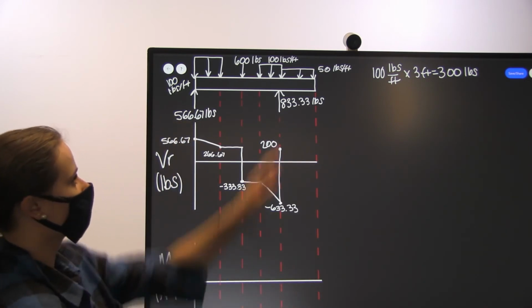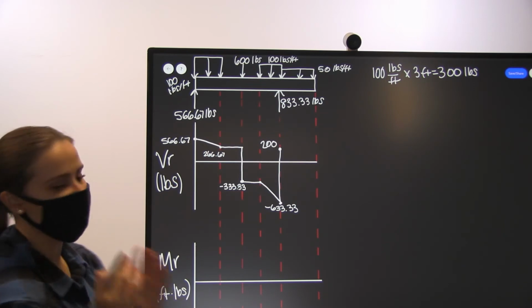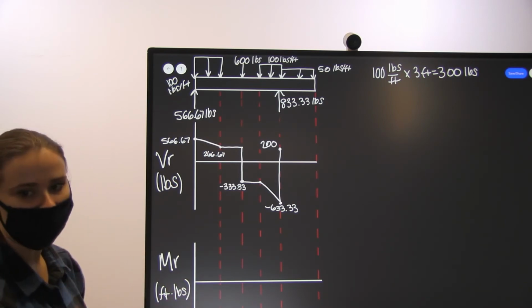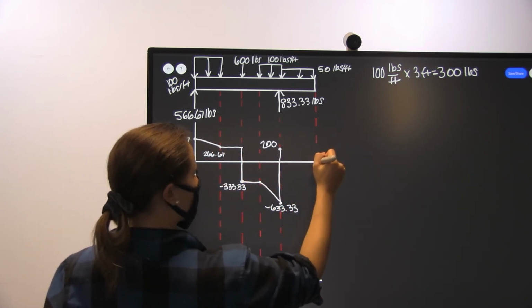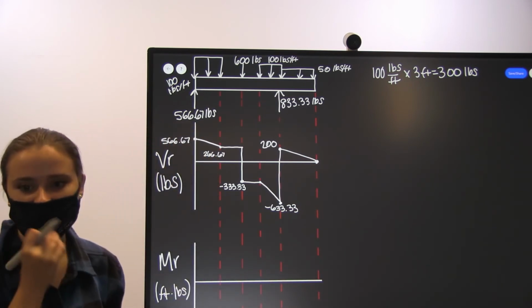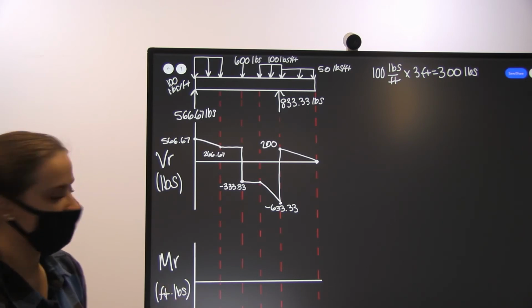And then from there, we finish off with our 50 pounds per foot, and that's over a span of 4 feet. So 50 times 4 is 200, downward force, negative 200, 200 minus 200 is 0. So right there, that's a good check. We're back at 0. It means we did it right. So from here, we're going to move on to our moment diagram.